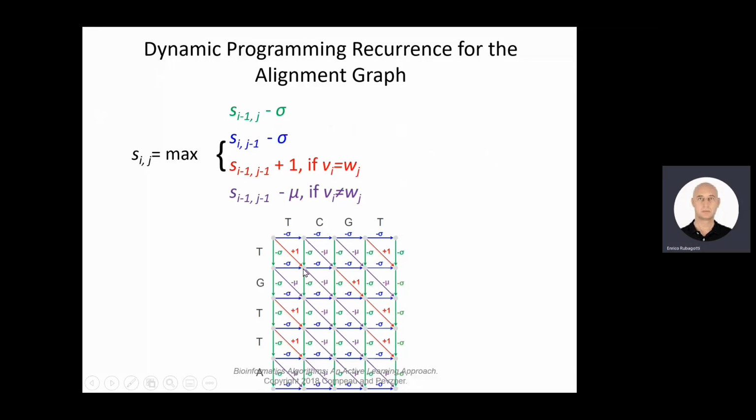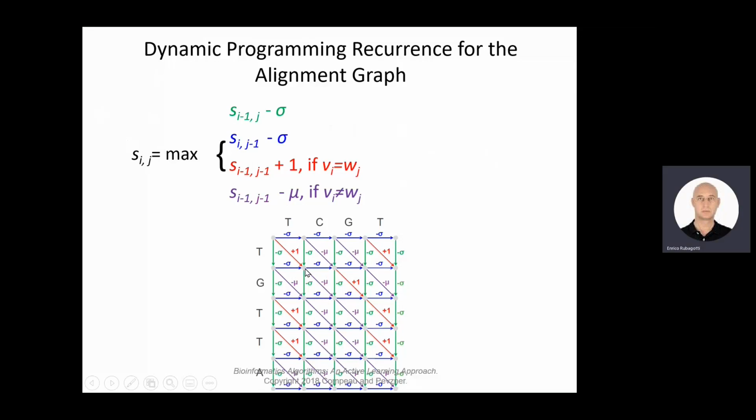The value S(i,j-1) minus sigma, or S(i-1,j) minus sigma, that's a different node. Or S(i-1,j-1) plus 1, if the values are identical, or S(i-1,j-1) minus mu, if the values are different. So I'm going to select the maximum between these 4 values.